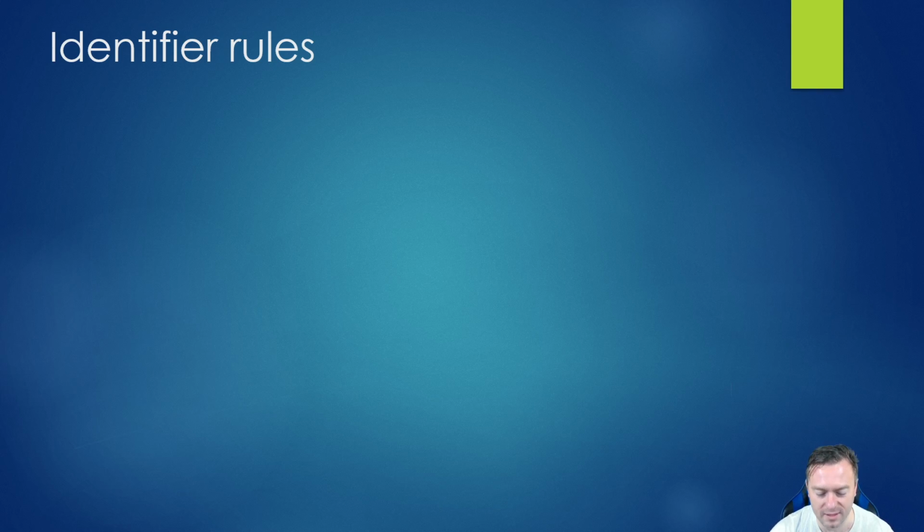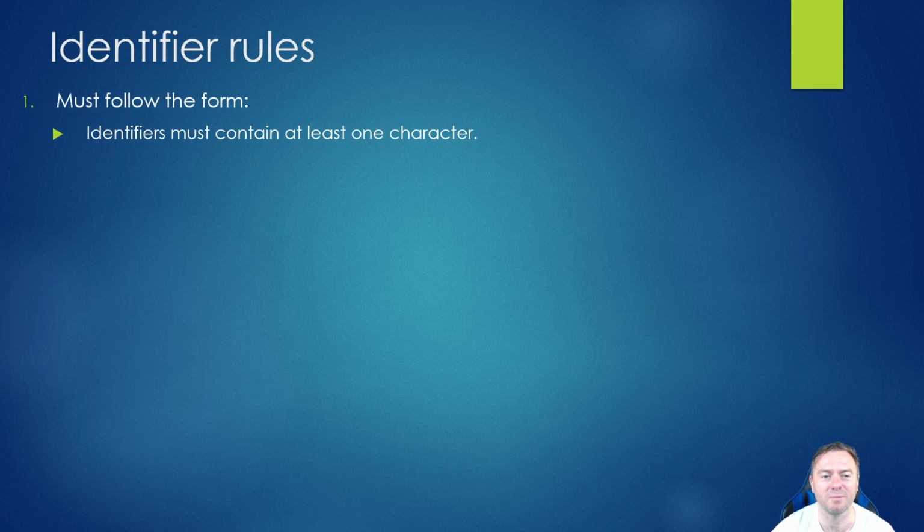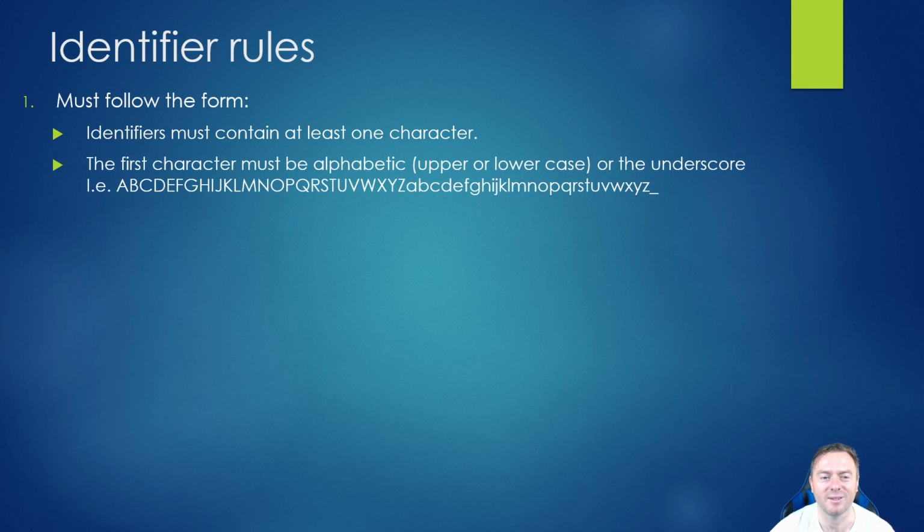Great, so there are some set rules that Python has put in place to protect the programmer and also the computer, so you need to follow this pattern when you write your own identifiers. So it must follow this form. Identifiers must contain at least one character. So even if you just have X, all good, but it has to have a character. The first character must be alphabetic. Okay, so it must be either upper or lowercase or an underscore.